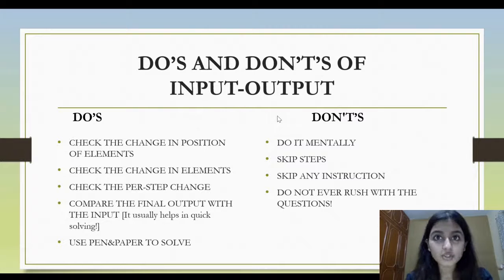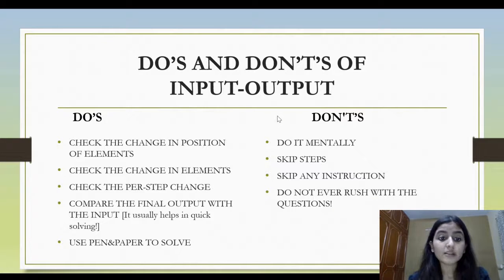Check the per step change. This is the most critical part of input-output. Why do I say that it's critical? Because while in certain questions, it might be easy to understand and compare the input with the final output, the per step change is where students actually get caught and make silly mistakes. So make sure that the different steps that are followed by the machine in order to give you the output are well understood by you before you start answering the questions.